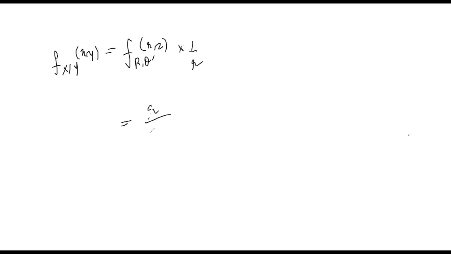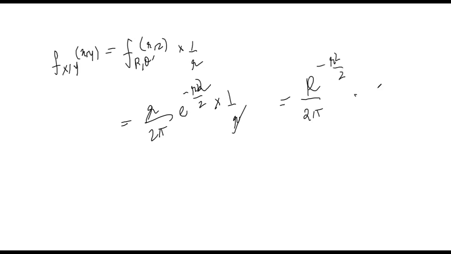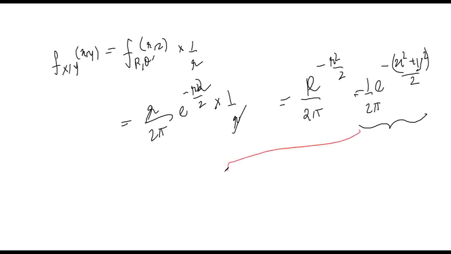So what we have got is f of x comma y equal to f of r comma theta dash times 1 by r. We have r by 2 pi e to the power minus r square by 2 into 1 by r, and r cancels. We are getting 1 by 2 pi e to the power minus r square by 2. What is r square by 2? Remember, it's e to the power minus x square plus y square by 2 into 1 by 2 pi. Now, do you remember this distribution? What does this look like? It looks like the standard bivariate normal. This is the standard bivariate normal.